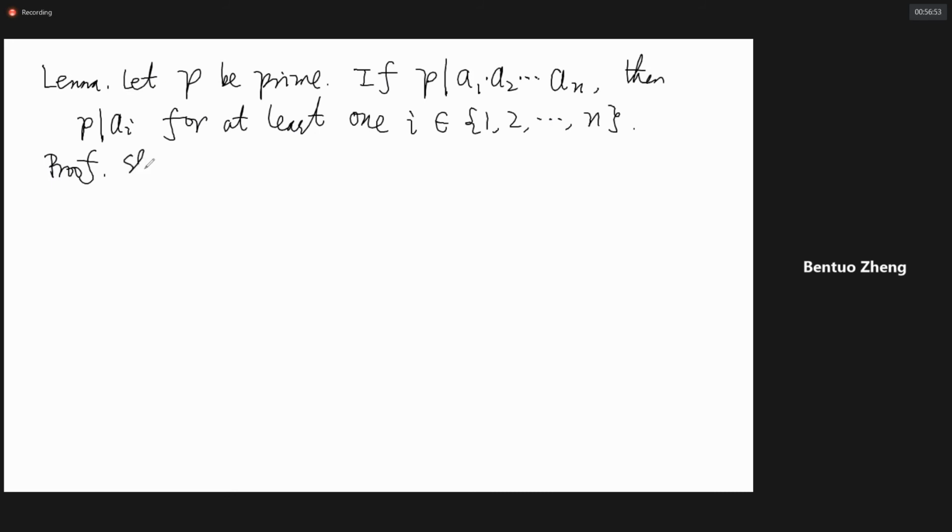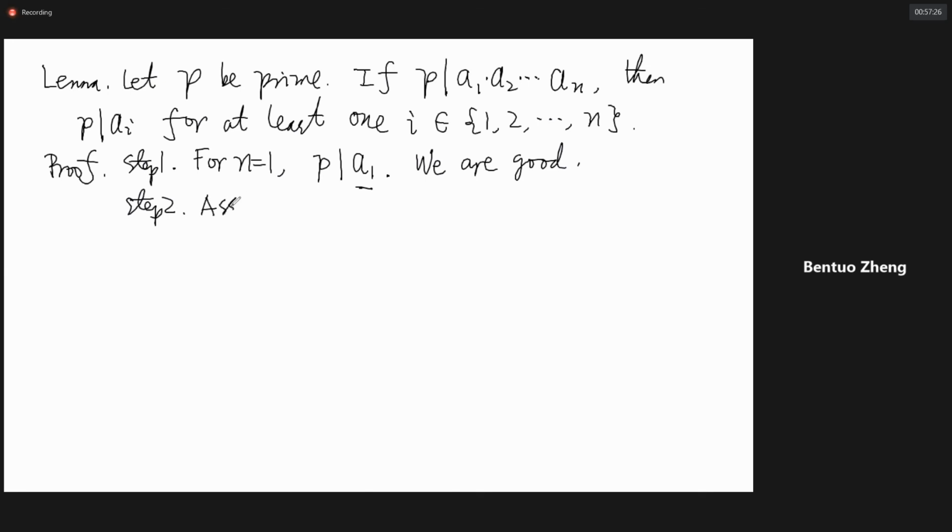Okay, step 1. For n equals 1, we have P divides just A1. So in this situation, we are good, because you only have one number, A1, and of course P divides it. Okay, step 1 is trivial.